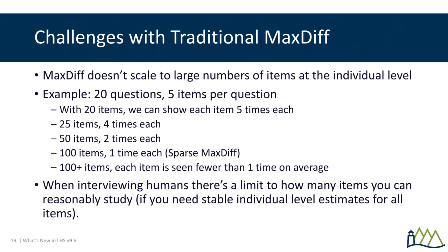So the problem with traditional MaxDiff is that it really doesn't scale as we start to increase in the total number of items. And there's really a limit when it comes to how many items we can ask per respondent. For me, in a MaxDiff, I really don't like to go more than 15 tasks. I kind of like to stay around 12 to 14. That seems to be the sweet spot for me.